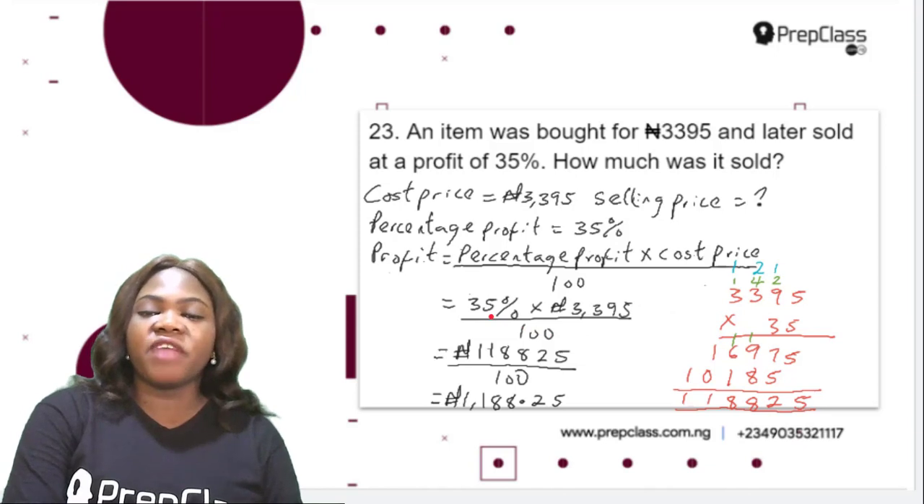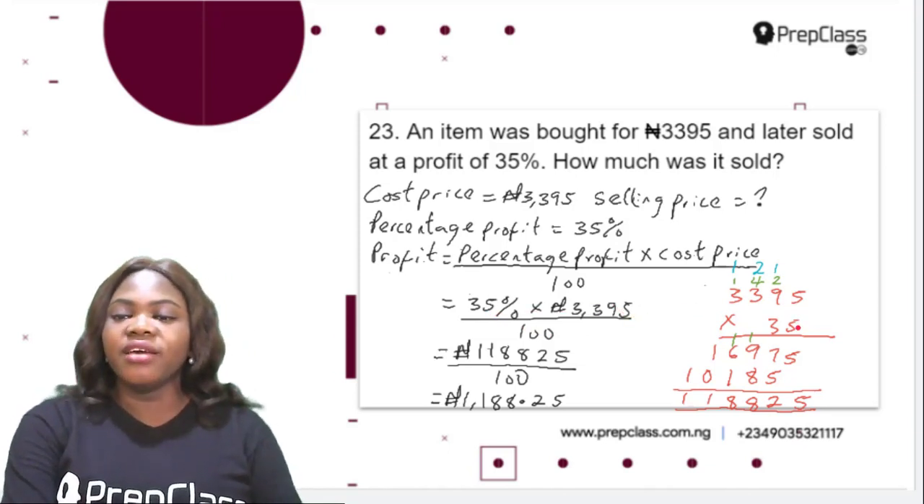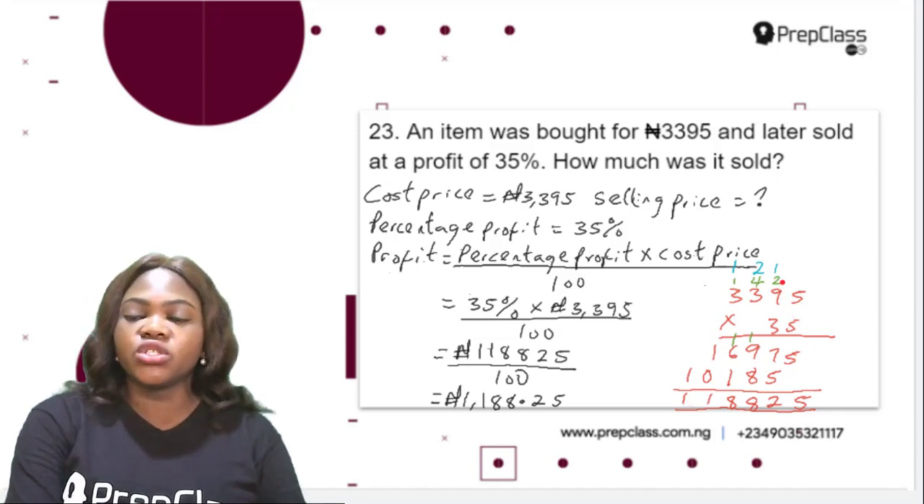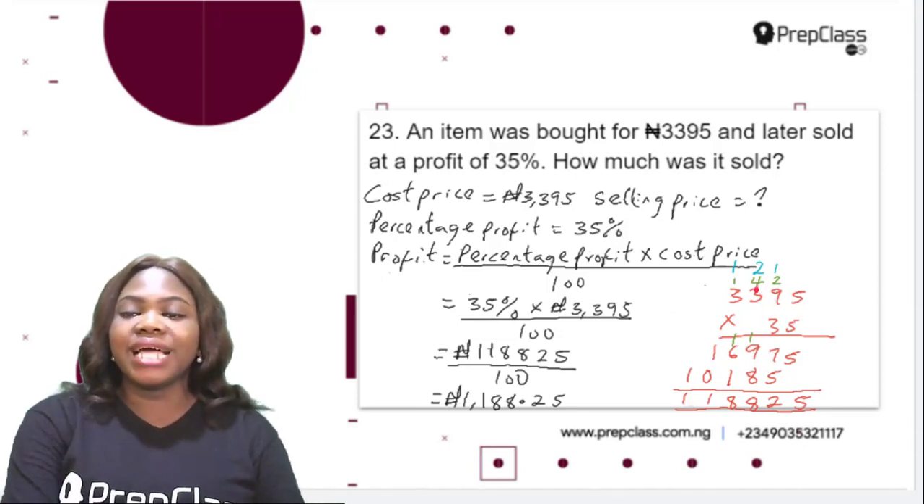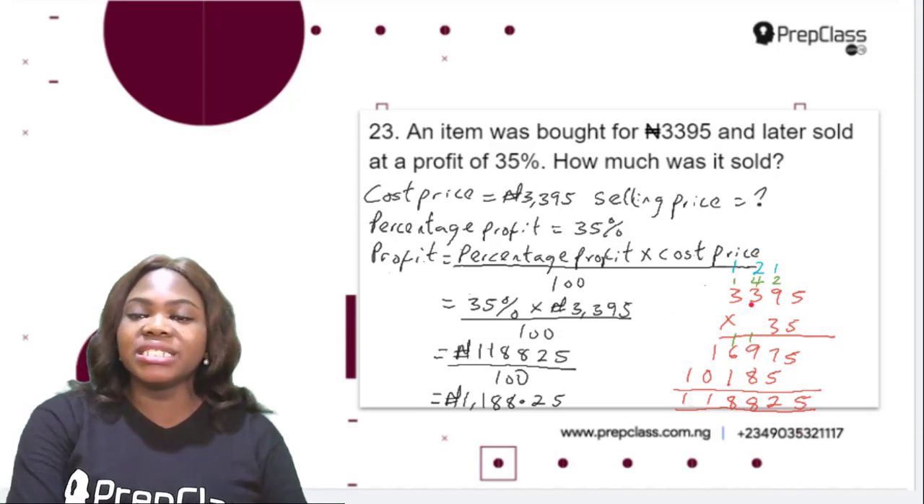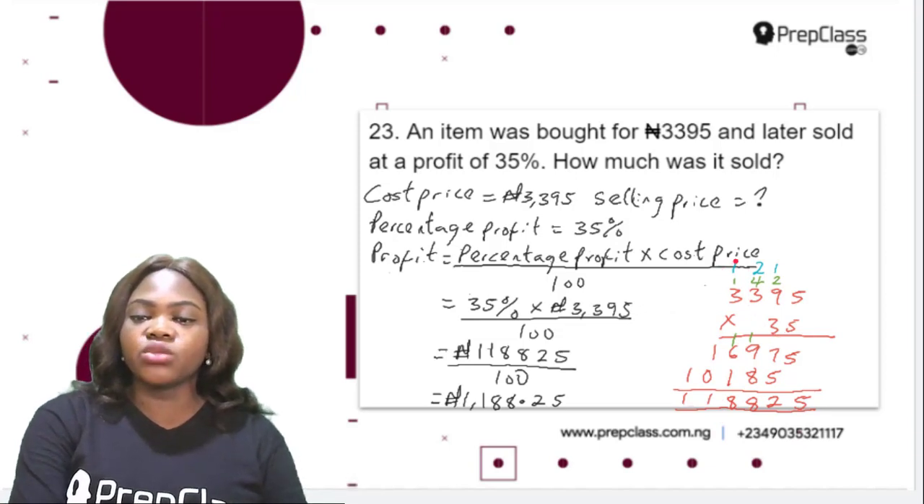So let's multiply 35% by 3,395 naira first. So let's do that here. 5 times 5 is 25, write 5, carry 2. 5 times 9 is 45, plus 2 is 47, carry 4. 5 times 3 is 15, plus 4, that is 19, write 9, carry 1. 5 times 3 is 15, 15 plus 1 is 16. 3 times 5 is 15, write 5, carry 1. 3 times 9 is 27, 27 plus 1 is 28, write 8, carry 2. 3 times 3 is 9, 9 plus 2 is 11, write 1, carry 1. 3 times 3 is 9 plus 1, that is 10.